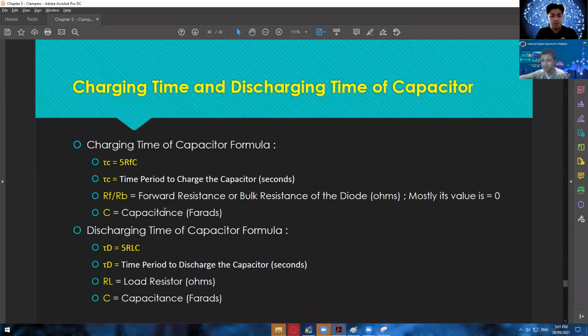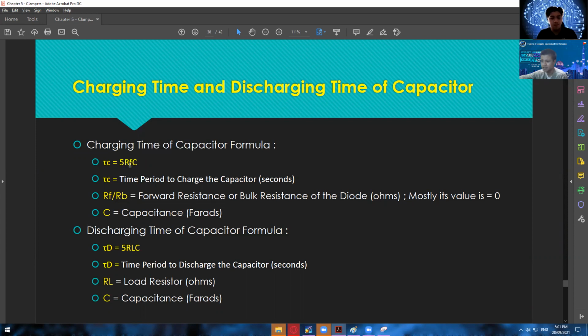Okay, charging time and discharging time that I keep on talking about a while ago. So we have two parts right here, the charging time of the capacitor and then the discharging time of the capacitor. So for the charging time, it's being represented by tau and then capacitance. Like TC, charging, you can call this one charging for DC, and then T for time. So charging time of the capacitor is equal to 5 times resistance times capacitance, my bad, RF pala to magkasama. Okay. Forward resistance pala to.